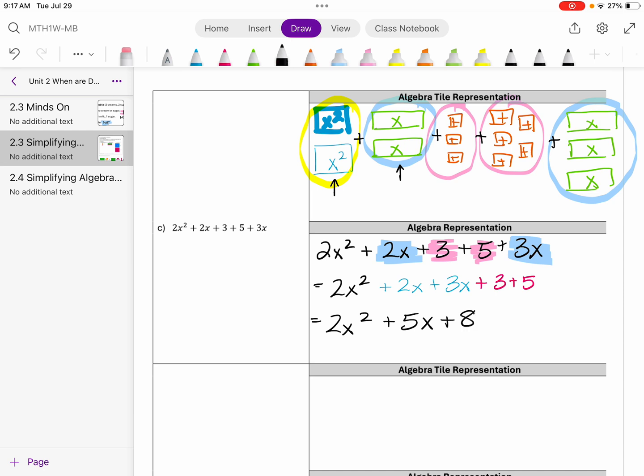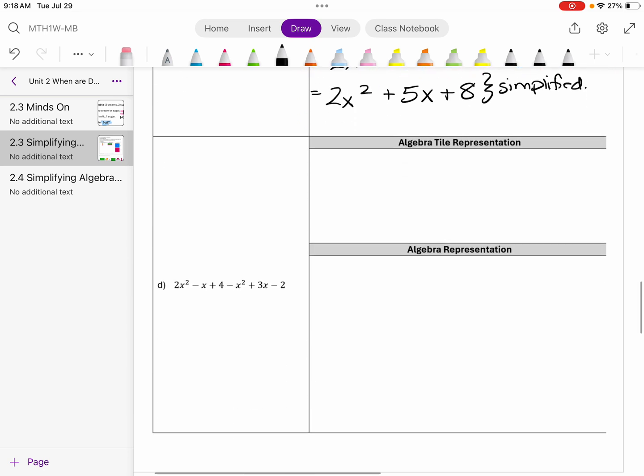So this is considered simplified because I've put all of my like terms together. X squared tiles are not the same as x's, and they're not the same as unit tiles. So I cannot put those things together. So this is simplified.